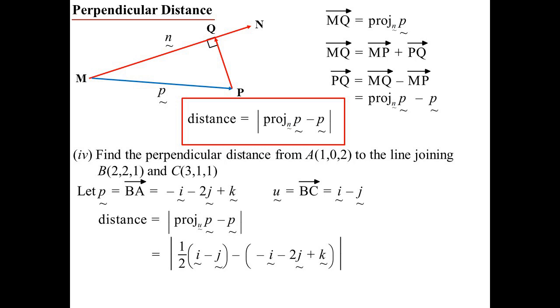So we want the magnitude of the projection of my vector P onto the vector U minus the original vector P itself. So when I do my calculations, the projection of P onto U ends up being a half of i minus j. And from that, we're taking away what we worked out P to be. So minus i minus 2j plus k. Tidying that up, 3 on 2 i plus 3 on 2 j minus k. That's what we want to find the magnitude of. So 3 on 2 squared plus 3 on 2 squared and 1 squared, square root of all that, we end up with root 22 on 2 units.